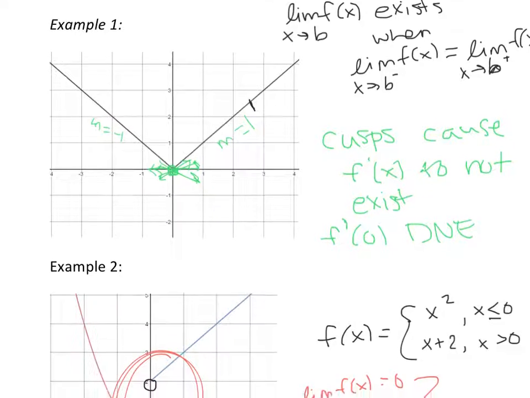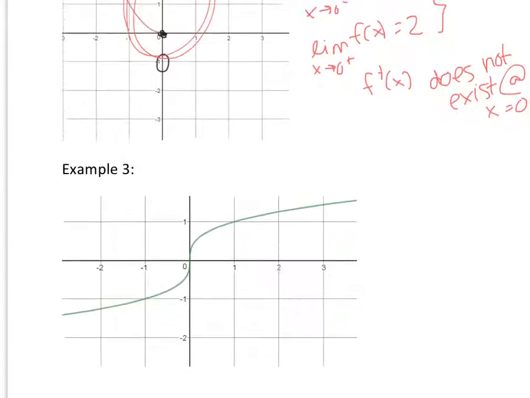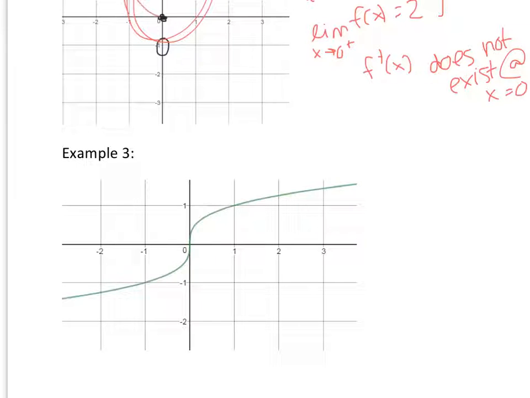Okay, so now let's look at example 3. Example 3 is actually the cube root of x. That's the function you're looking at right now. And the cube root of x has a really weird situation in it. Even though the cube root of x is a function everywhere, it is defined everywhere. What's actually happening at x equals 0 is we have a vertical tangent line.